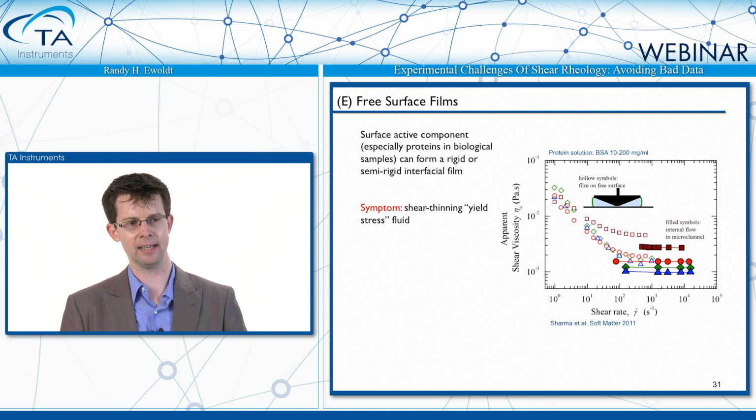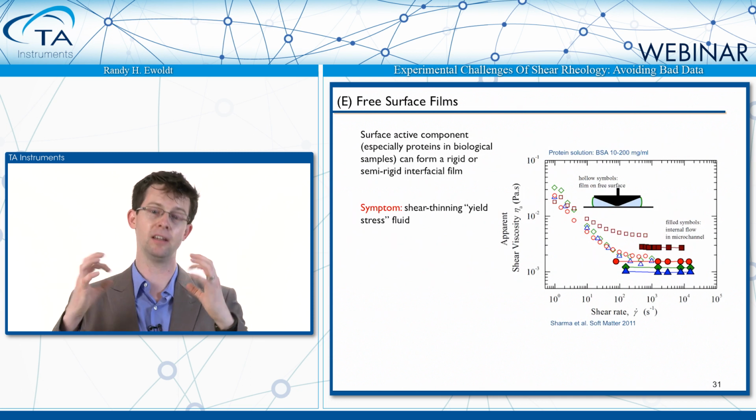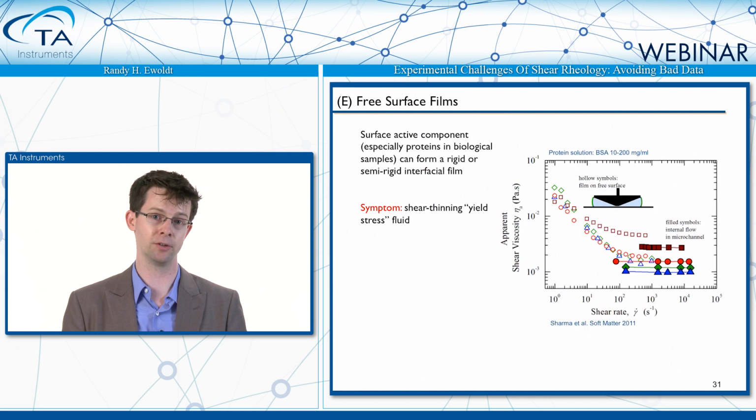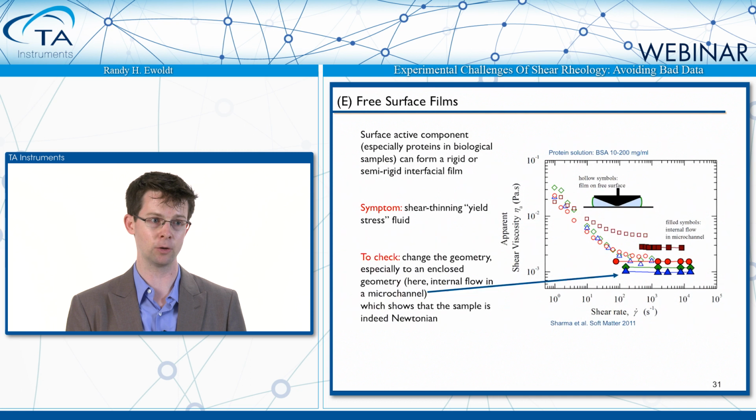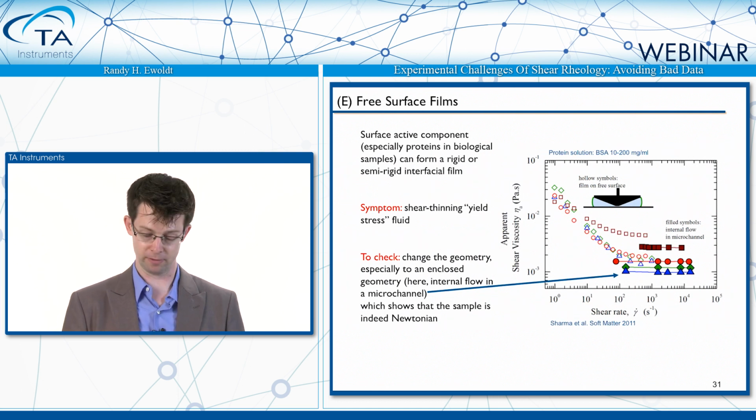And this is a great example where measurements with a cone and plate look like they're shear thinning, but they're not. And they're not because what's happening in the system is that your added polymers, your proteins that are dissolved, are actually going to the interface, making a film, and this is what looks like a yield stress shear thinning material. But if you make these same measurements of viscosity, but in an enclosed device, in a microchannel, to check these things, actually everything looks Newtonian. If you get rid of the free surface, sometimes things can be better. So I'm trying to tell you how to avoid bad data with rotational rheometers and shear. Sometimes it's good to use even other techniques like capillary viscometers, or in this case, a pressure-driven microchip viscometer.